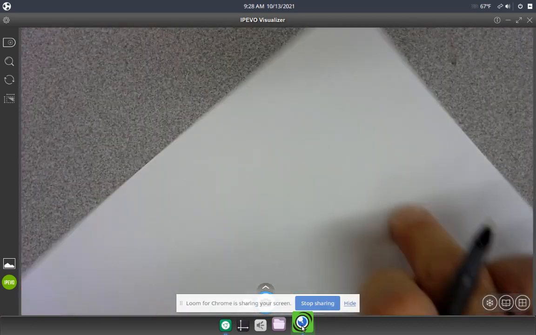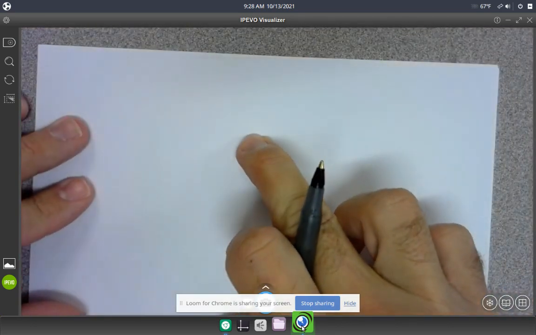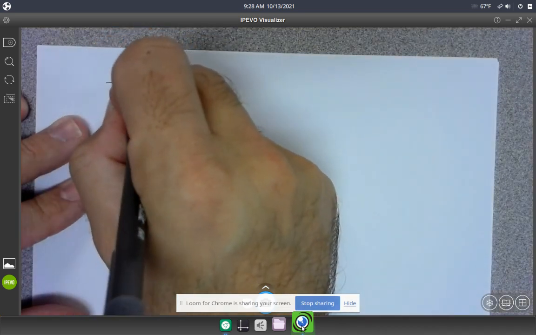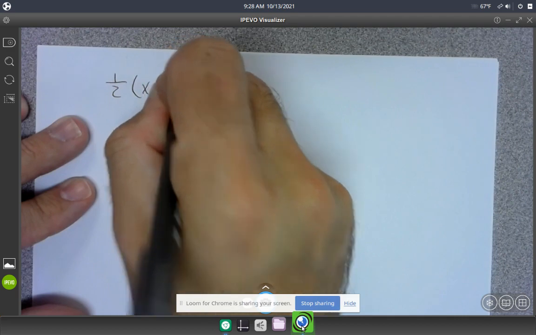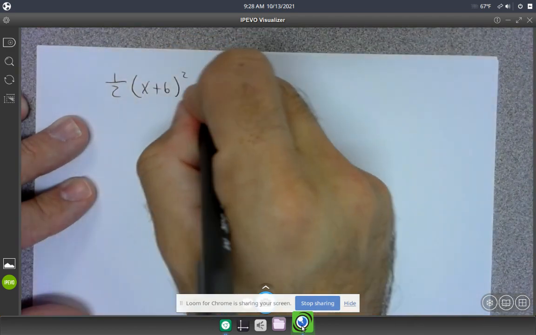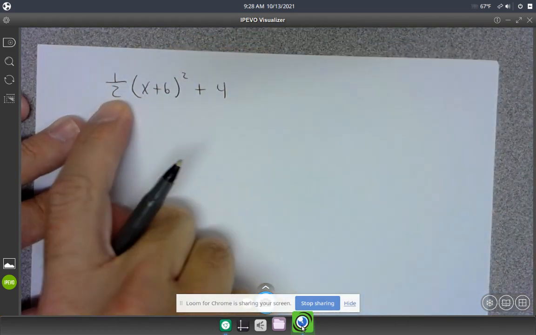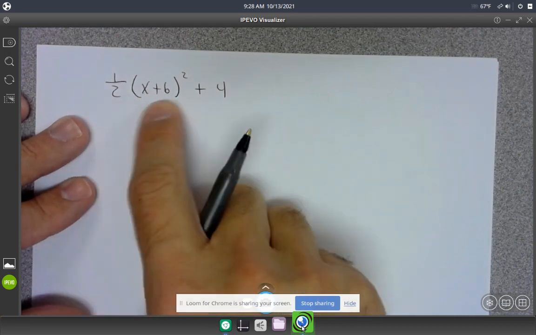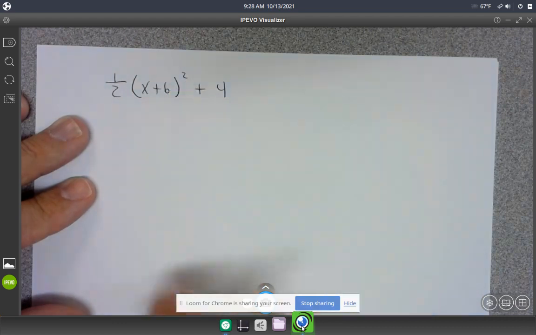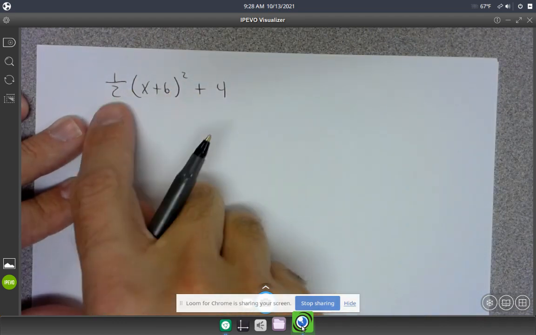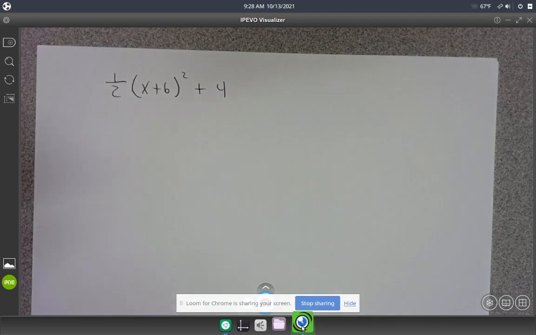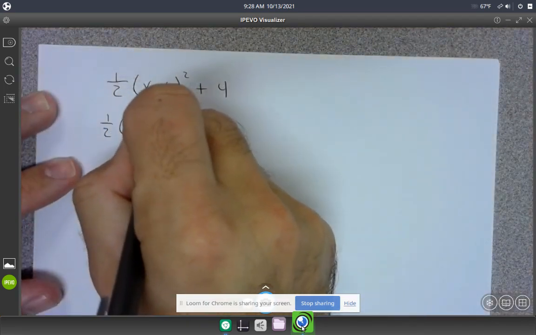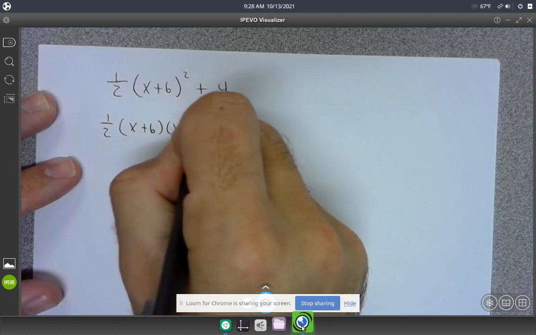Awesome. Second example is going to be converting from vertex form. So 1/2, and I've got (x + 6) all squared plus 4. So notice the 1/2 is only affecting the stuff that's inside this parentheses, but I've got to do my exponent first. The 4 is not being affected by this 1/2 at all. So I'll work it out kind of like we've done in the past, where you just write down the x plus 6 twice, multiply it by itself.